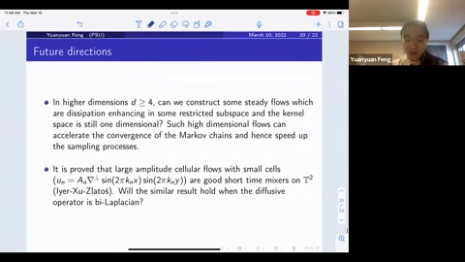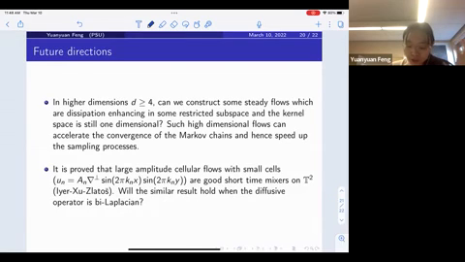Okay, I'll end my talk by pointing out some future directions. So we can see that the planar helical flow is like an extension of shear flow from 2D to 3D. So in higher dimensions, say any d greater than 4, can we construct some steady flows which are dissipation enhancing in some restricted subspace, and the kernel space is still not too large, or say it will be good if it's just one-dimensional.